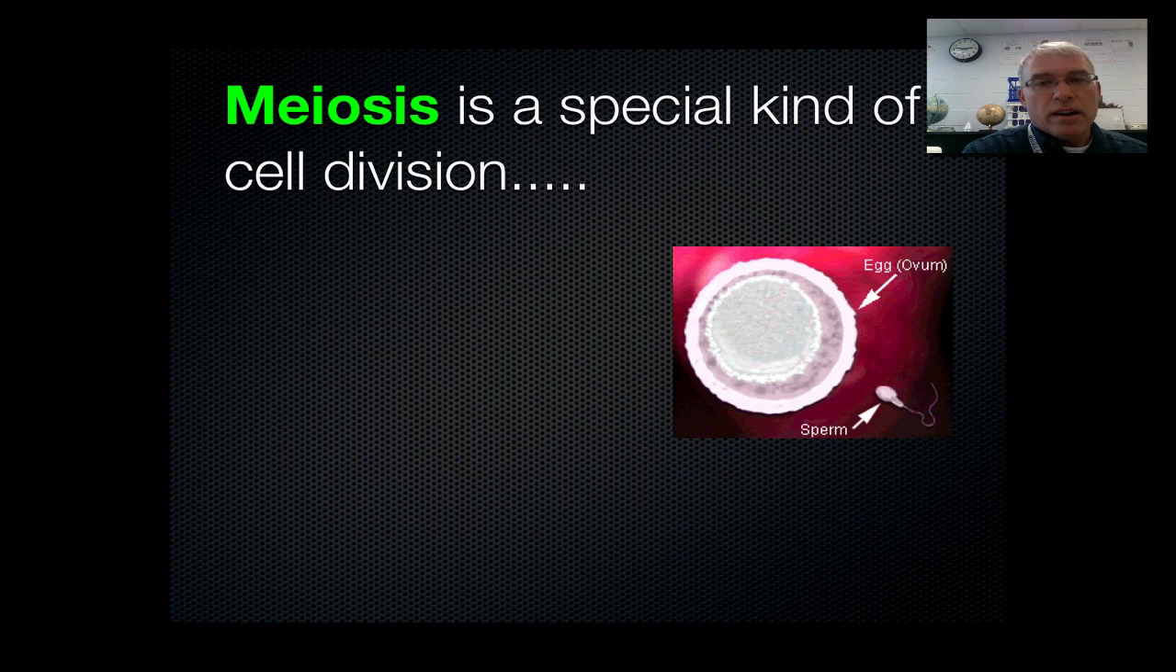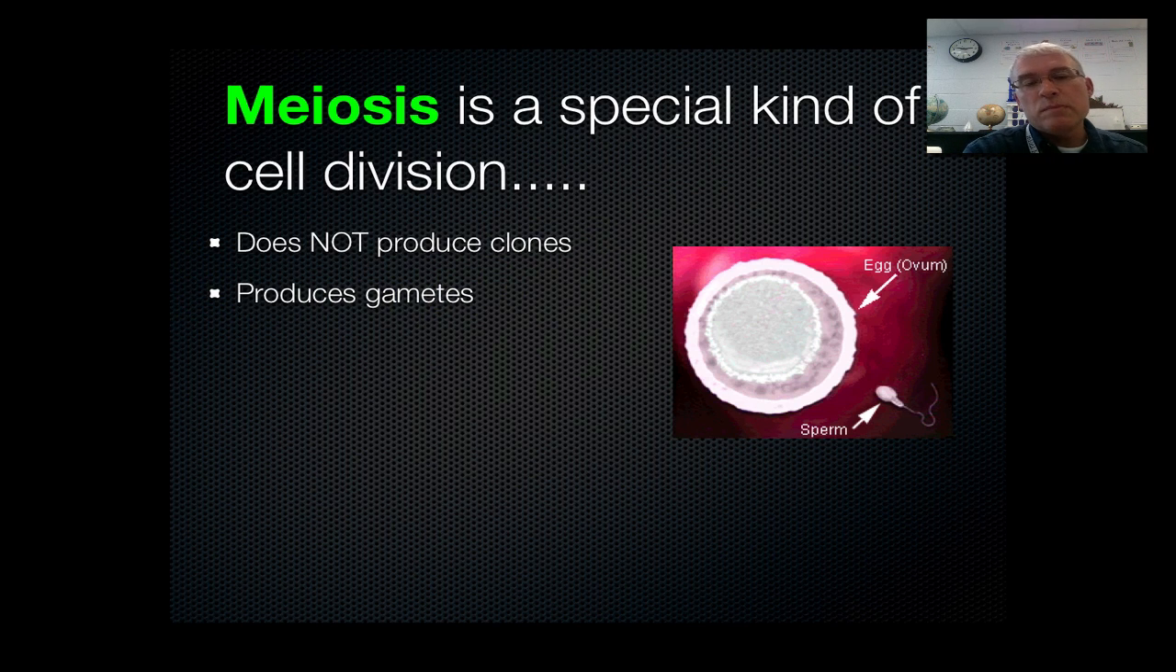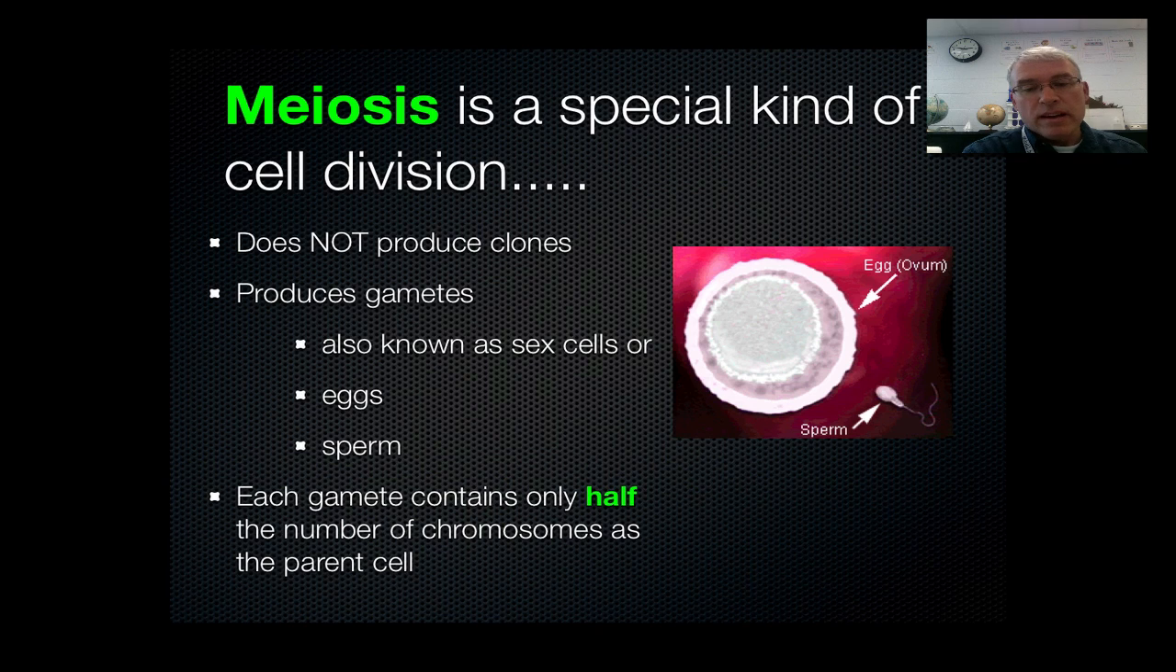Meiosis, on the other hand, it looks a lot like the word mitosis, so be careful when you spell this. Meiosis is a special kind of cell division. It has a different job. It does not produce clones. It produces a special kind of cell evolved for reproduction called a gamete. Gametes are also known as sex cells or egg cells and sperm cells. And each gamete contains only half the number of chromosomes of the original cell. We'll talk more about meiosis later.